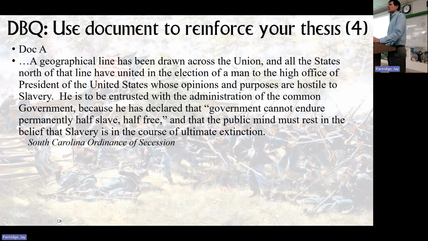All right, one more thing. Let's do this sample real quick. Can you read the document? Can we read it all the way back? Well, remember, first thing you do, check who wrote it, the South Carolina Ordinance of Secession.